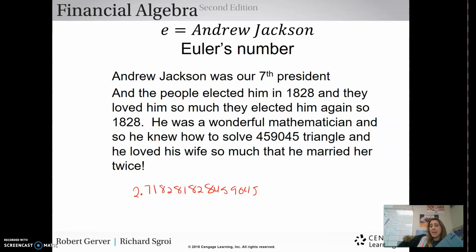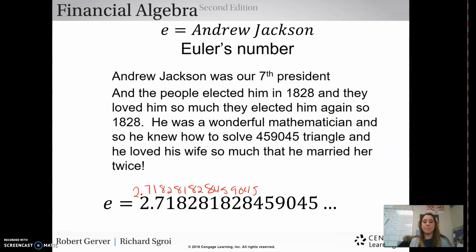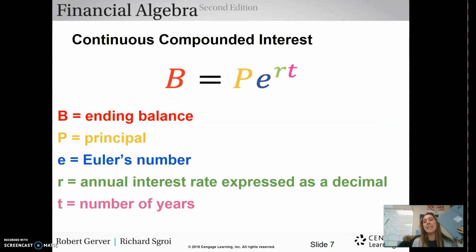I've had this memorized for years and I've never used it except for when I talk about it. You can just use E on your calculator or in Desmos. You don't need to have it memorized. You just need to know that it represents a number and it's not a variable. It is kind of like i is a number, the square root of negative 1. E is a number, 2.71828182845, and it goes on more than that. Pi is a number, 3.14.